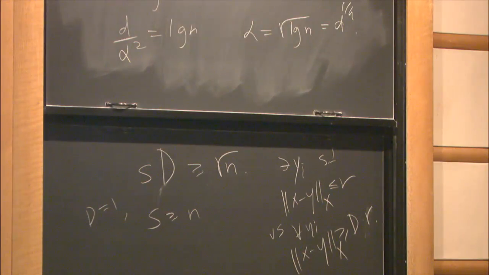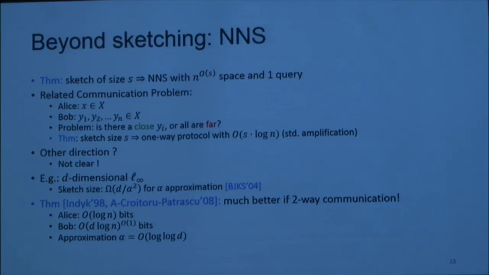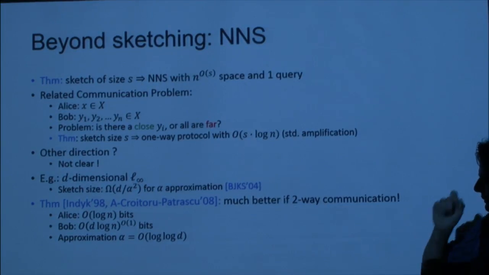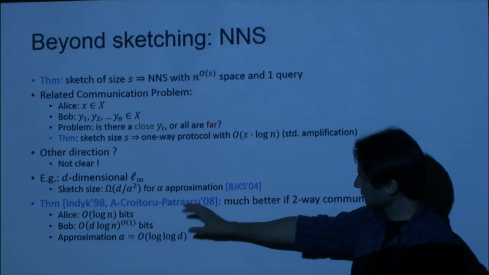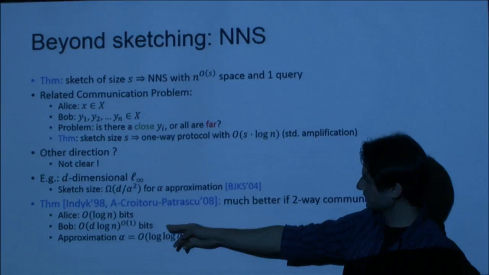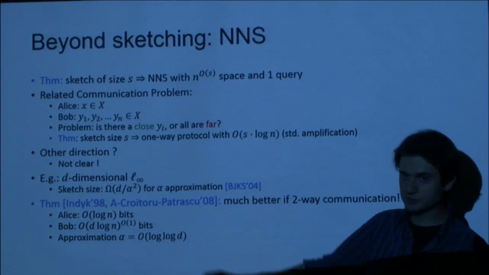Just coming back to the question, even if we manage to obtain s plus log n here. But for this problem, it turns out that you can do different things. For one-way, I actually don't know what the right answer is. But for nearest neighbor search, you can do a two-way communication protocol where Alice sends a number of bits, still logarithmic, and Bob also sends a number of bits, but much less than n. In particular, this was a result by Piotr Indyk in '98. It was in different language, but from it you can extract a protocol where Alice sends order log n bits, Bob sends back something like d log n to a constant, so still polylogarithmic in n number of bits, and the approximation is doubly logarithmic in dimension d.